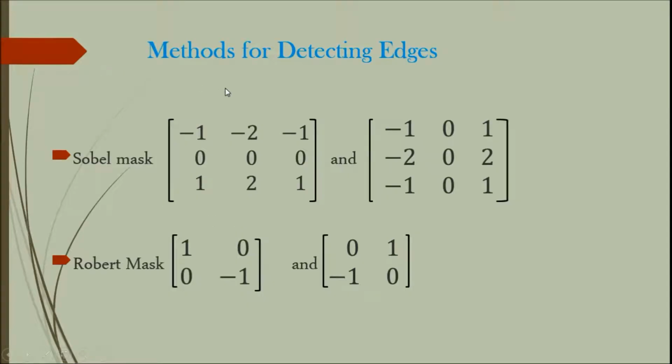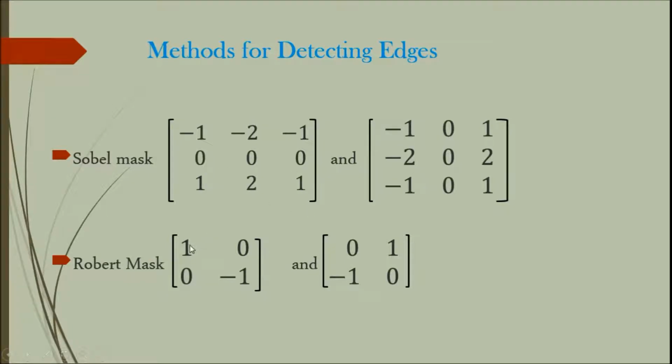Now, there are various methods or operators available for detecting edges. The first operator is the Sobel operator. It is a 3 by 3 mask with the first row minus 1, minus 2, minus 1, then 0, 0, 0, then 1, 2, 1. The second matrix is the vertical one. So it is gx and gy as a gradient operator.